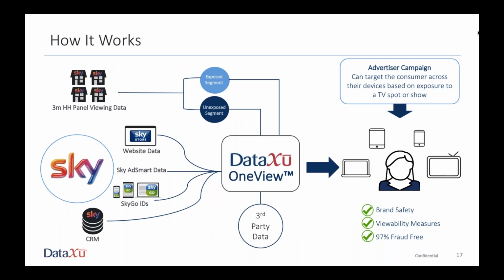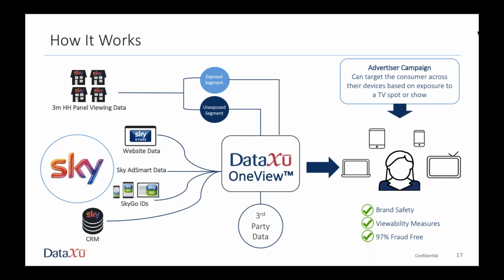So in terms of how the technology works, as I said, working through that flow diagram, we have a 3 million household panel of viewing data, which allows us to understand who's been exposed to what in those households. We've then got a huge amount of website data. We've also got some third-party data through Sky AdSmart, which helps us understand the profile of a home. So what their affluence makeup is, what their attitude to spending money is, how many cars they have, what the profile of the household is in terms of children or family.